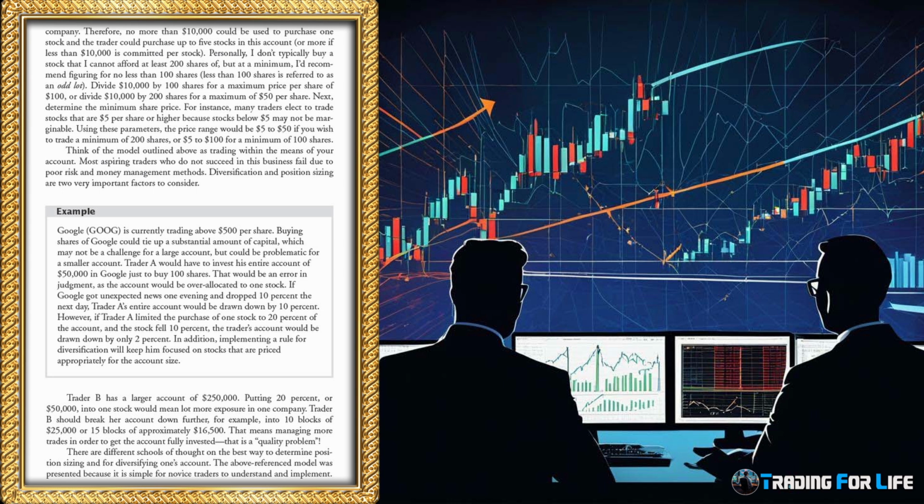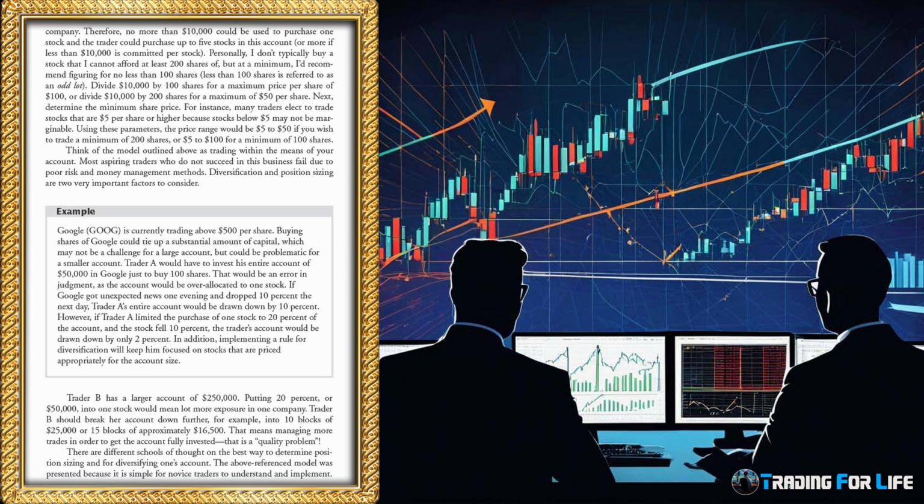Trader B has a larger account of $250,000. Putting 20% or $50,000 into one stock would mean a lot more exposure in one company. Trader B should break her account down further, for example, into 10 blocks of $25,000 or 15 blocks of approximately $16,500. That means managing more trades in order to get the account fully invested. That is a quality problem.